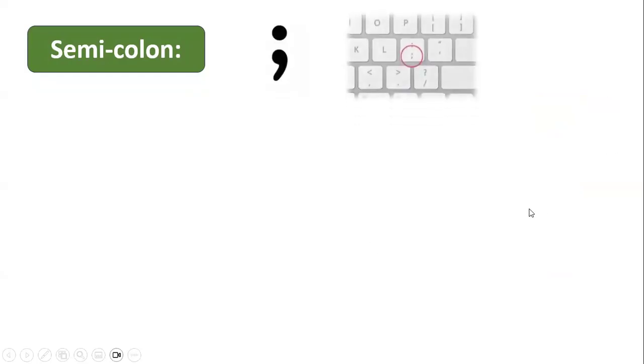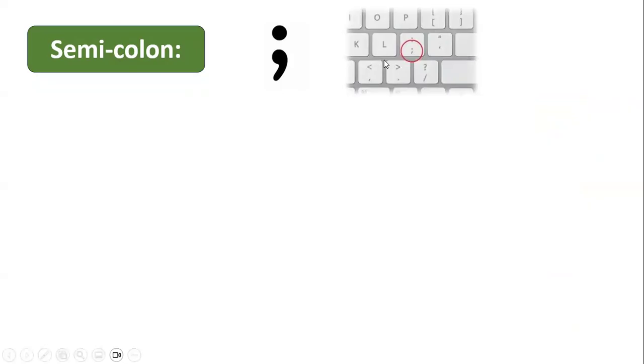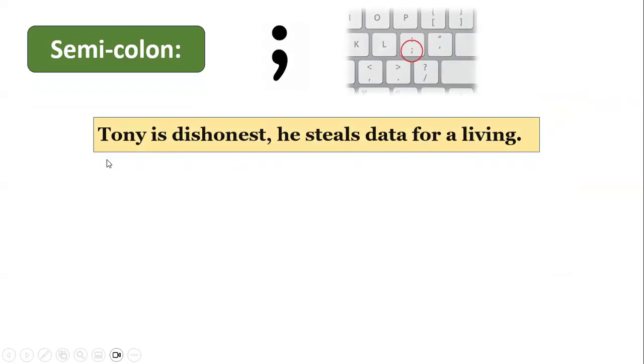Okay, another solution is simply using something we call in English a semicolon. Okay, it looks like this, and you will find it on the keyboard in this area, right beside the L letter, right? Okay, so how can I use this? Let's look at this one.